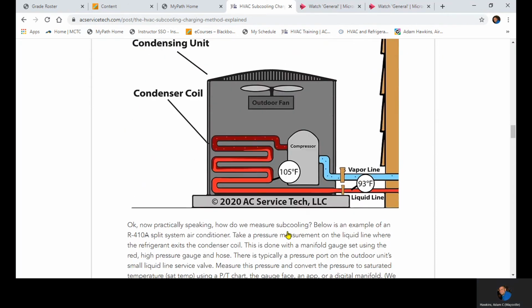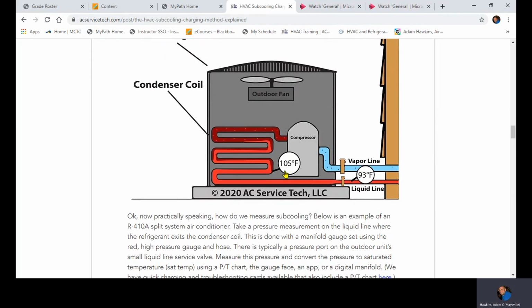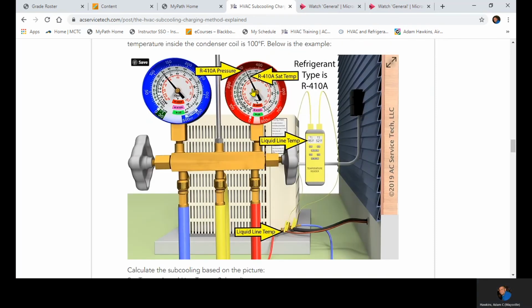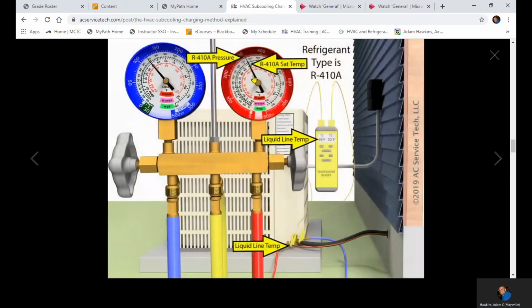Well, let's see if we can get a little better look at that. Okay, so you put your gauges on like so. You read 100 degrees, let's say 100 in this example, and you've got 95 degrees on your liquid line. So what is your subcooling?